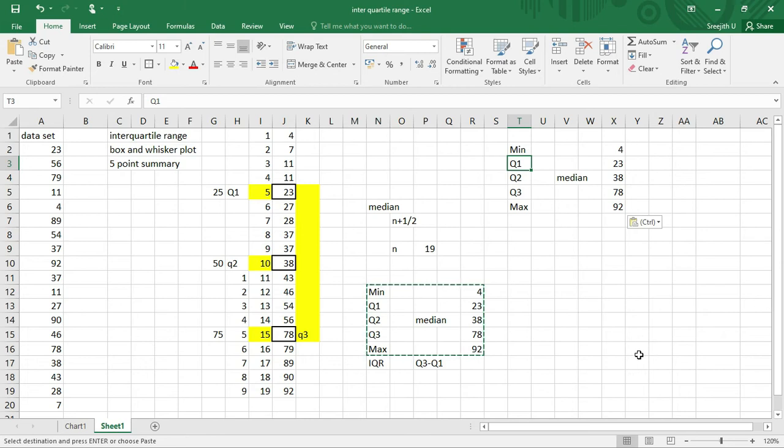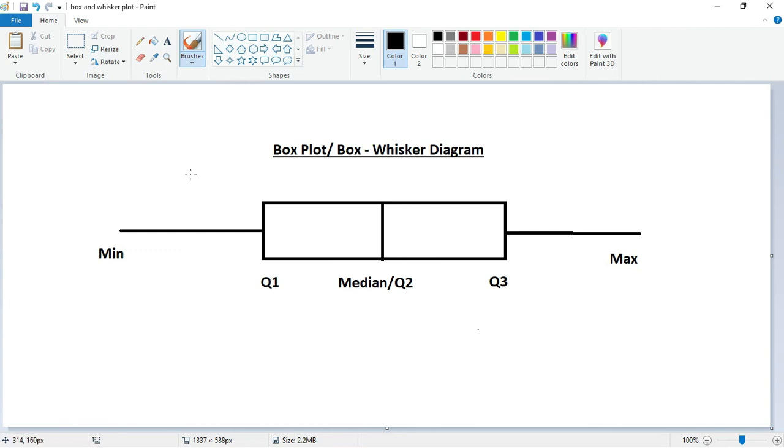A graphical representation of this 5-point summary is called the box and whisker plot. So your box and whisker plot looks something like this. A box is drawn at the middle, and at the edges of it we denote Q1 and Q3, which correspond to the 25th percentile and the 75th percentile. Median or Q2 comes at the middle, and on the left side you indicate the minimum, and on the right side you indicate the maximum. So this is your box and whisker diagram. Let's just try to copy this.